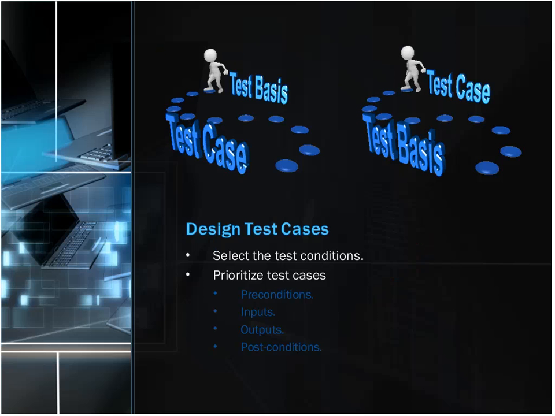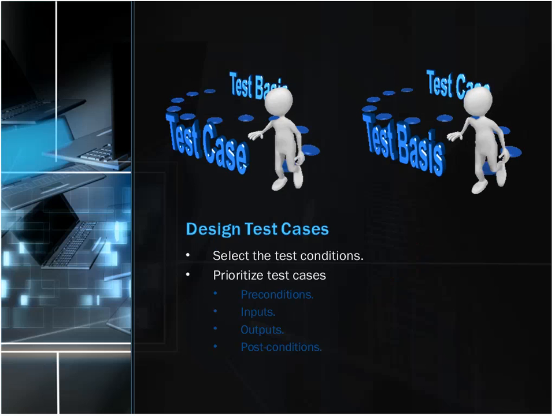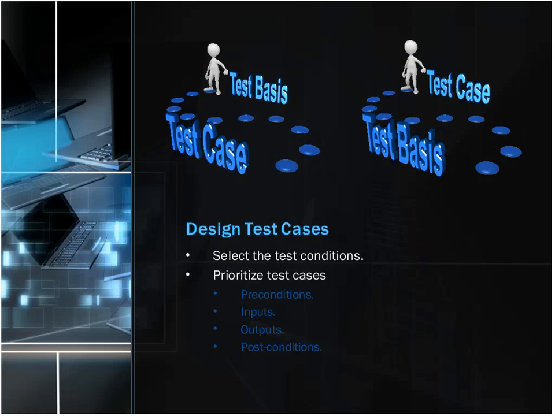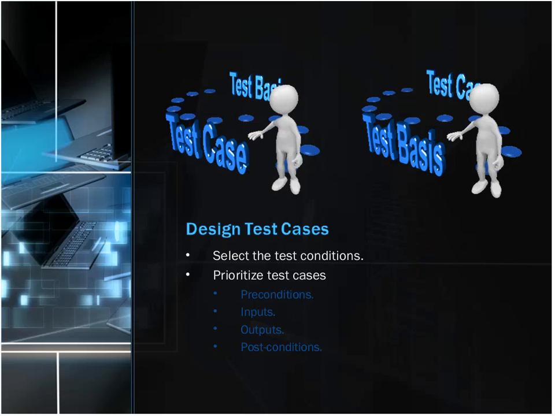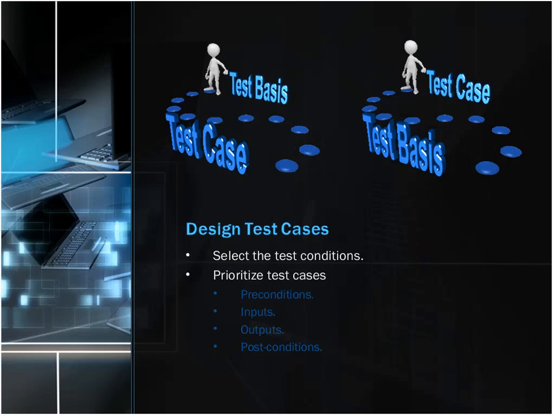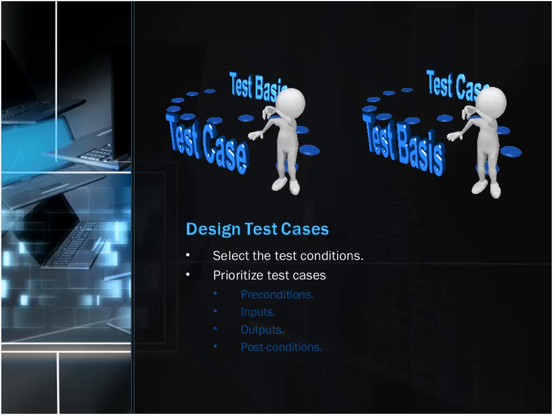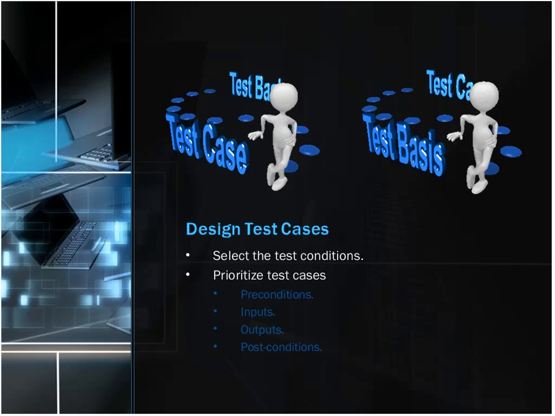So test cases consist of 4 pieces. The precondition, or what needs to be set up before testing starts; the inputs, so any data needed for that test; outputs, what are the expected results; and the post condition, what's the final state. Based on those conditions, we start.